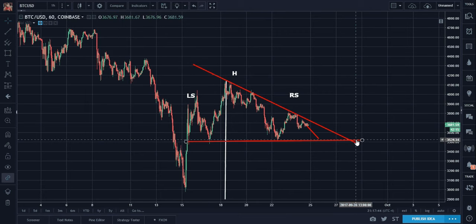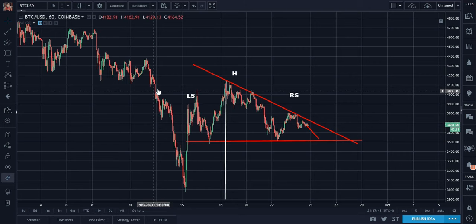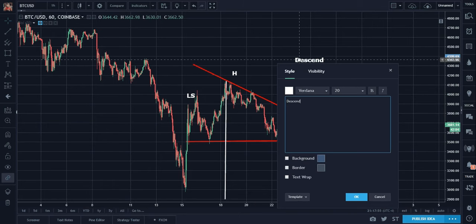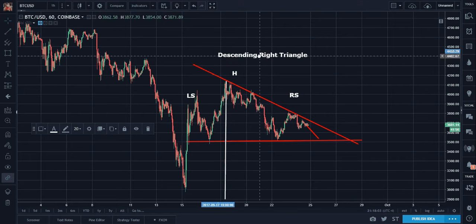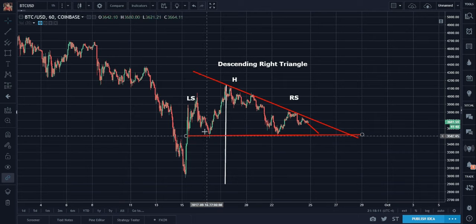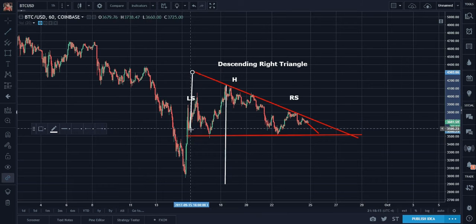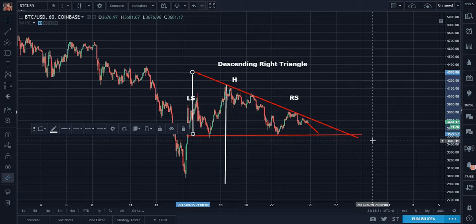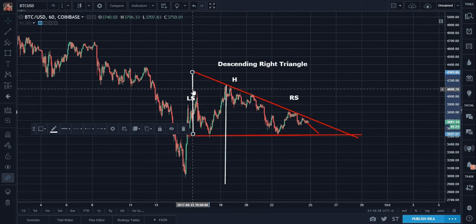But I also have a horizontal line and a declining line. That pattern is called a descending right triangle. Why is it called a descending right triangle? In geometry, you learn about the right triangle as having 90 degrees. Horizontal, vertical 90, and the hypotenuse. So it resembles a right triangle.